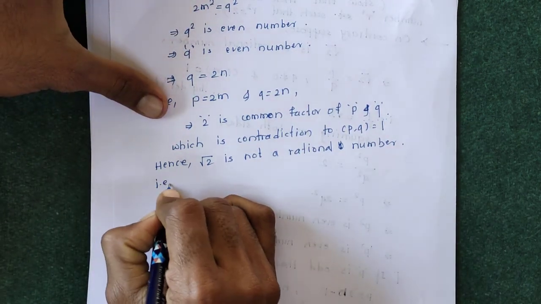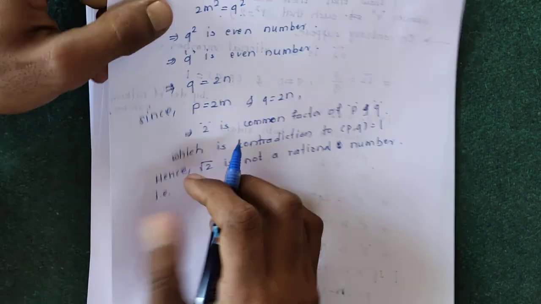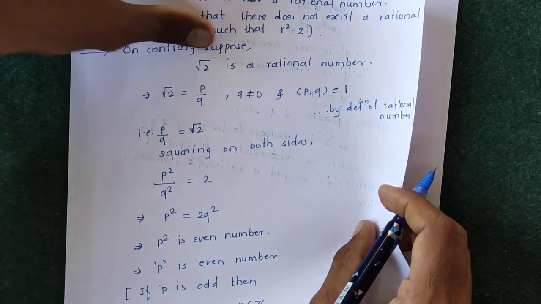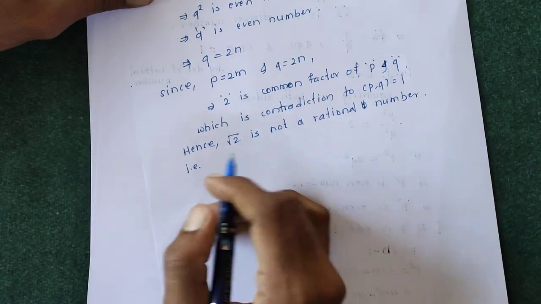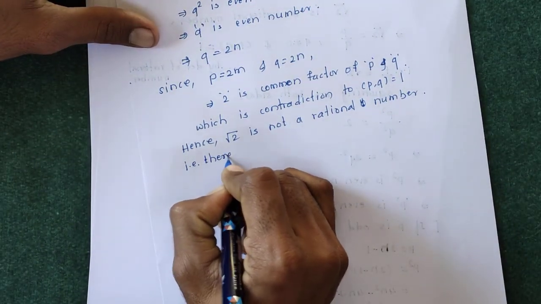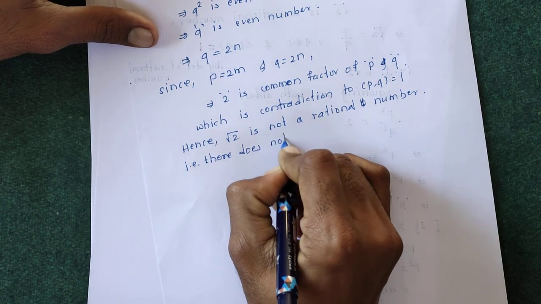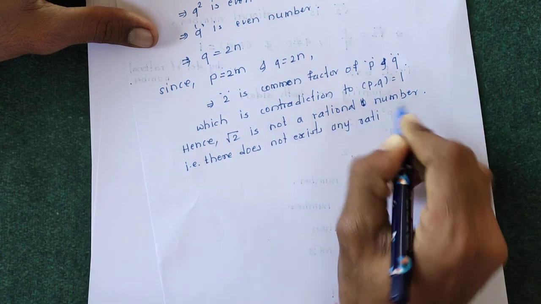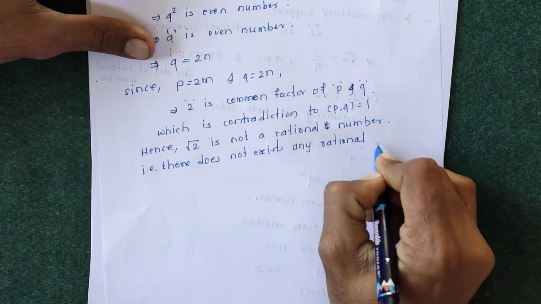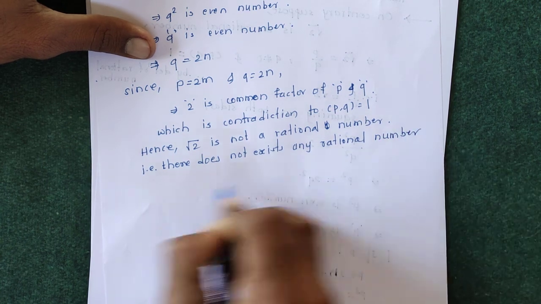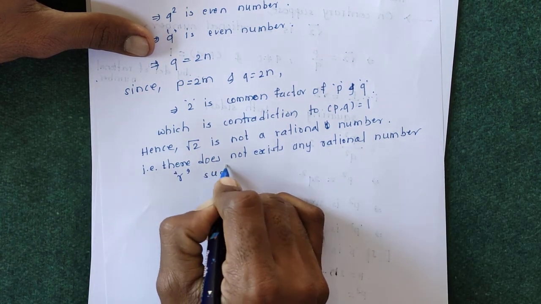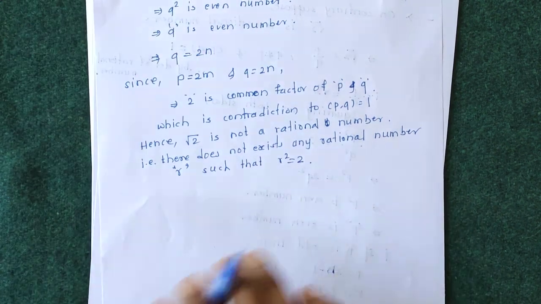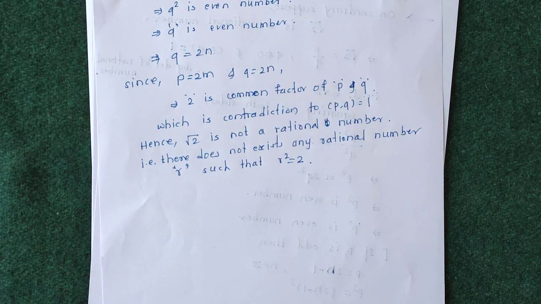So if your question is asked in the second way, that is, you have to prove that there does not exist a rational number r such that r square is equal to 2, then your solution must be that there does not exist any rational number r such that r square is equal to 2. Hence the solution of this example.